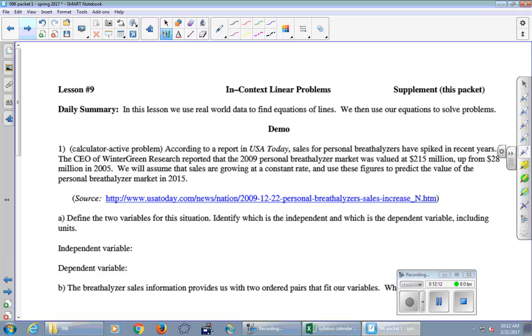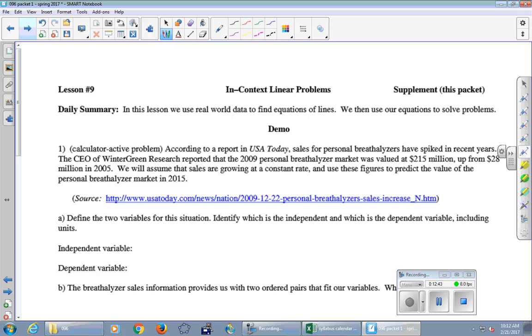Number one of our rare calculator active problems. According to a report in USA Today, sales for personal breathalyzers have spiked in recent years. The CEO of Wintergreen Research reported that the 2009 personal breathalyzer market was valued at $215 million, up from $28 million in 2005. We will assume that sales are growing at a constant rate and use these figures to predict the value of the personal breathalyzer market in 2015. Okay, let's give this a shot.